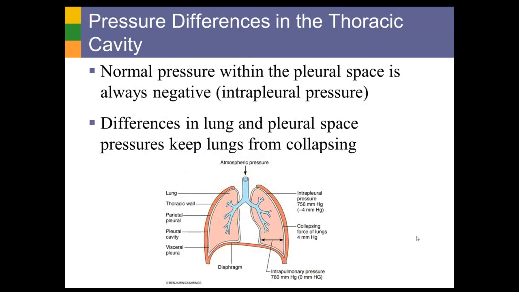Now, there is one space that has a pressure that's always negative with respect to the thoracic cavity, and that's the pleural space. So that intrapleural pressure, that's the pressure in that pleural space, should always be less than the pressure in the lungs itself. And that's so the lungs never collapse. If that pressure ever becomes greater than what's in the lungs, even during exhalation, the lungs would collapse.